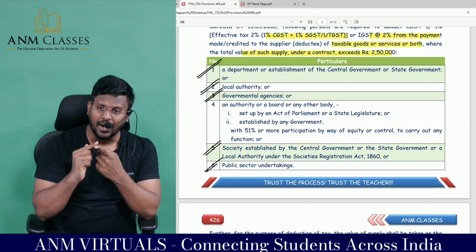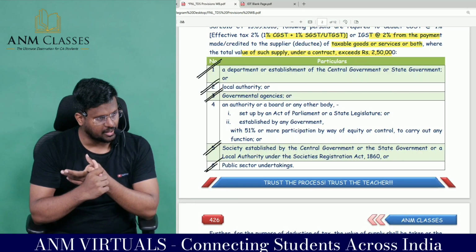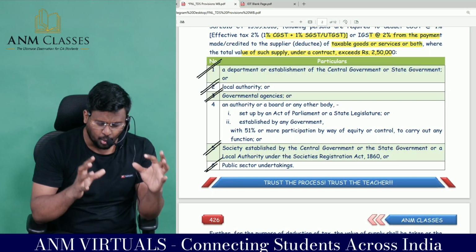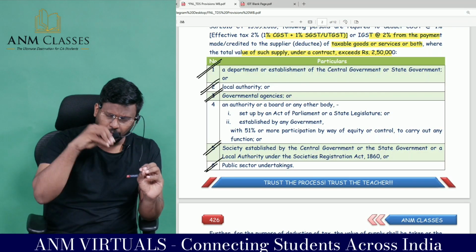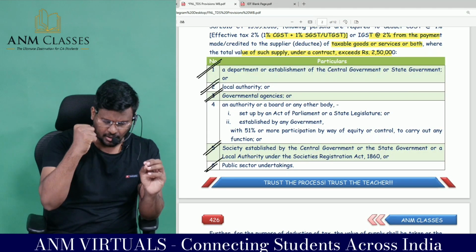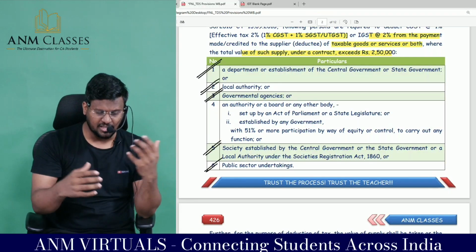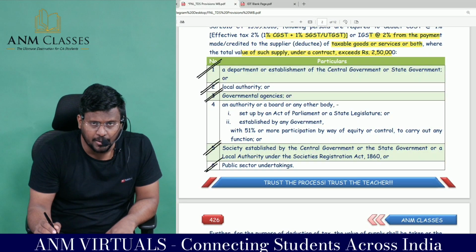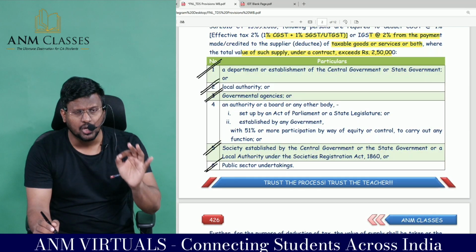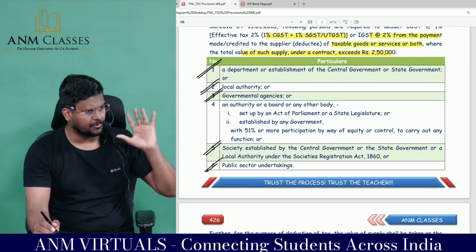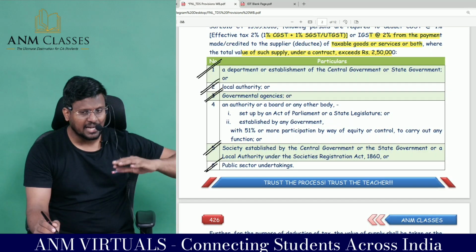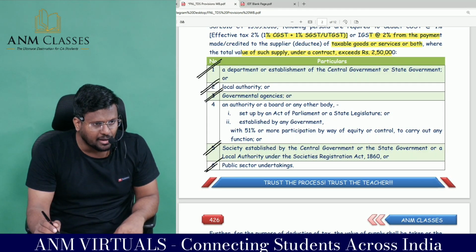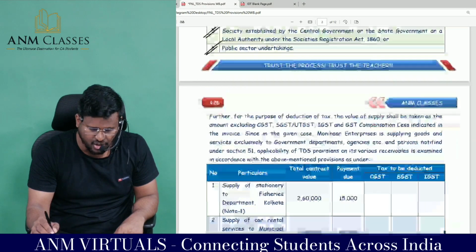Who and all? Number 1, a department or establishment of central government or state government, local authority, governmental agency, an authority or board or any other body in which 51% or more of the control is held by the government, a society established by the central government, or a public sector undertaking. So that is the applicability we are checking. If you are supplying taxable goods or services or both to these people where the contract value exceeds 2,50,000, the recipient is liable to deduct TDS under section 51.